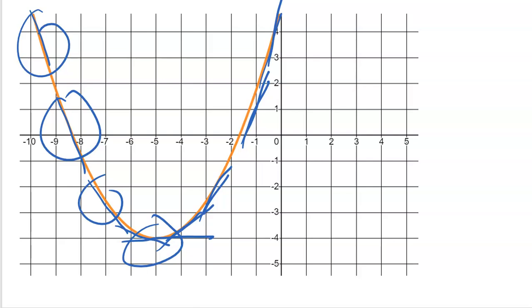All right, a bit of a confusing topic, hopefully a little bit easier at the end, but a great concept, not only for precalculus, but for calculus as well: concavity.